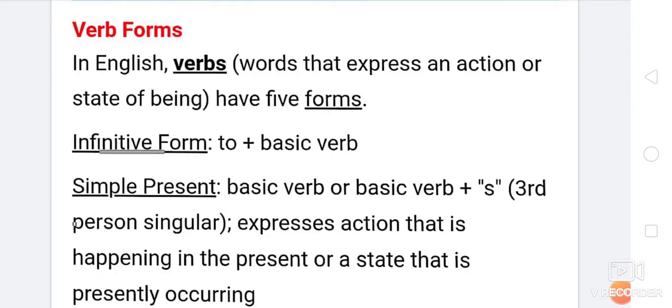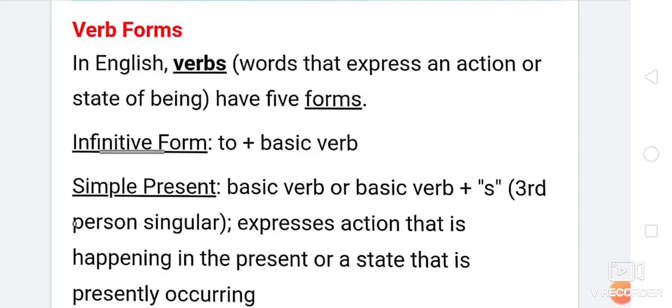Okay, hello everyone. So in today's session we will see about verb forms. In the last session we have seen what finite verbs and non-finite verbs are, and we have also seen many examples of those. So today we will see what verb forms are.